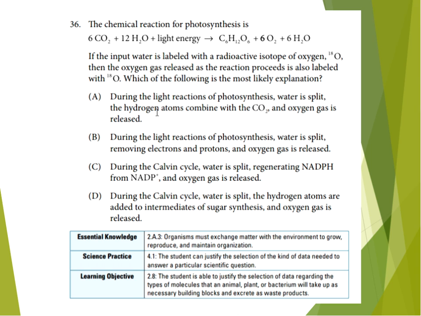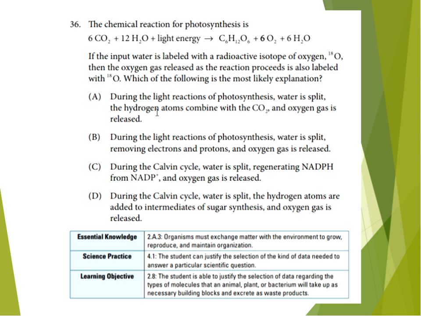All right, next question. The chemical reaction for photosynthesis is 6 carbon dioxide plus 12 waters plus light energy yields us glucose plus 6 oxygen plus 6 water. It's written a little bit differently than we tend to usually see. A lot of times we tend to only see 6 waters over here and then no waters on the other side, but it ultimately means the same thing.